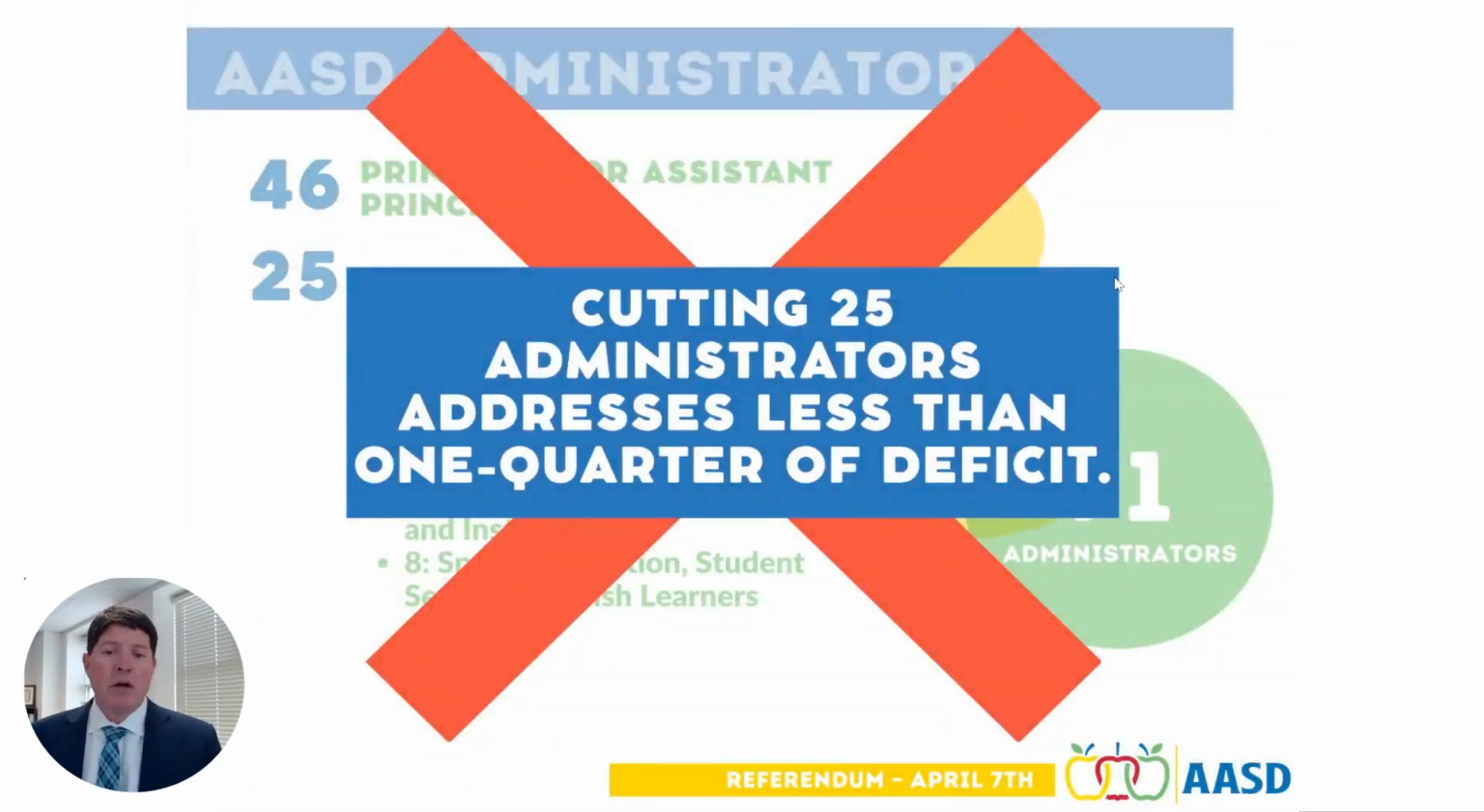Now, if we were to cut those 25 positions, their salaries would be less than a quarter of our deficit. So a lot of people have said you'll solve your financial problems if you just get rid of all of your district administrators. Clearly, we would have nobody to run the district, but it is less than a quarter of the $13 million deficit that we have.